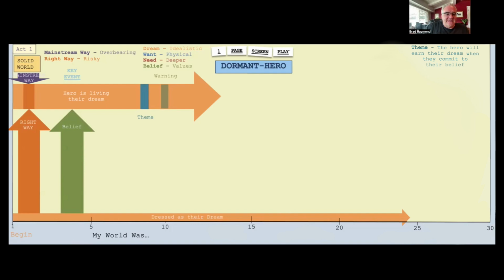So the key event is after the war, and Michael shows up with his war uniform on, with his medals. He was a hero and all this. So he follows the legitimate side, which is the right way, and the Godfather and the mafia is the mainstream way. His belief system is, don't be like my family, and so he's living his dream, but he's not the main character right now.